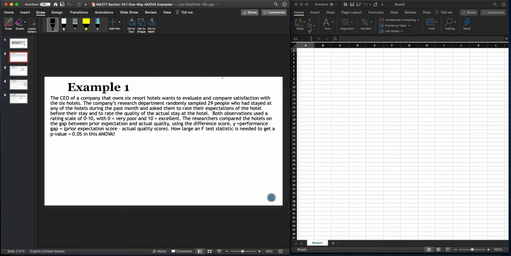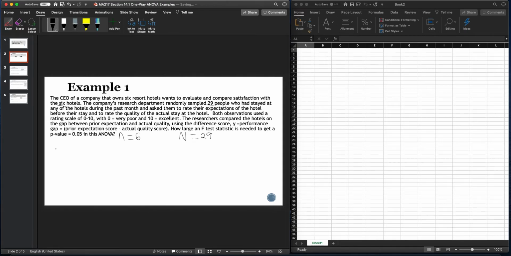So from this, we know that there were 6 hotels. So we have 6 of these groupings. Because of that, little n in here is going to be 6. We have 6 groupings, and we had a total of 29 people. That will be a total sample size of 29.